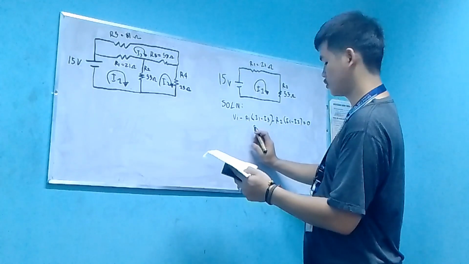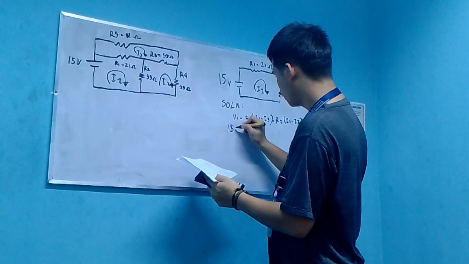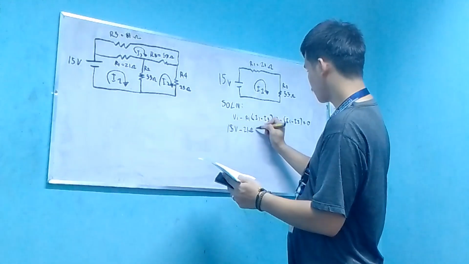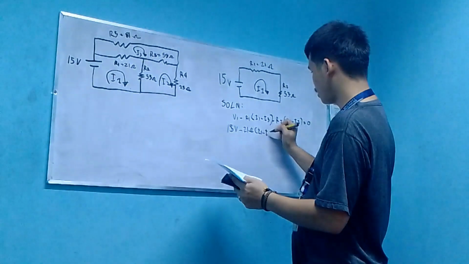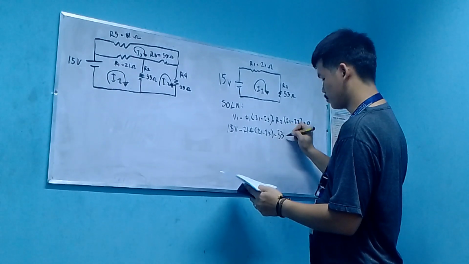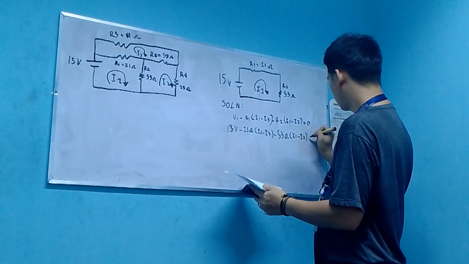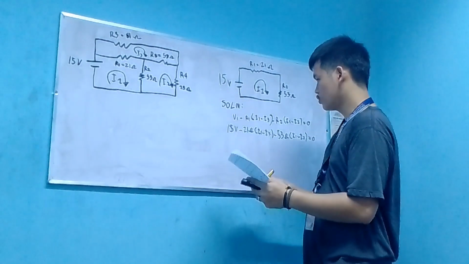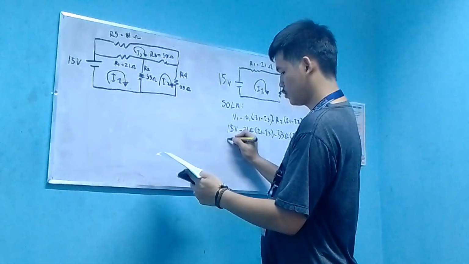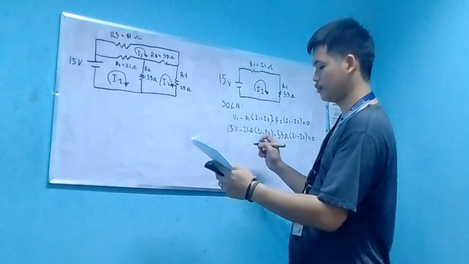So substitute the given. So V1 is 15 volts minus R1 21 ohms (I1 minus I3), R2 53 ohms (I1 minus I2) equals to 0. So combine same terms.